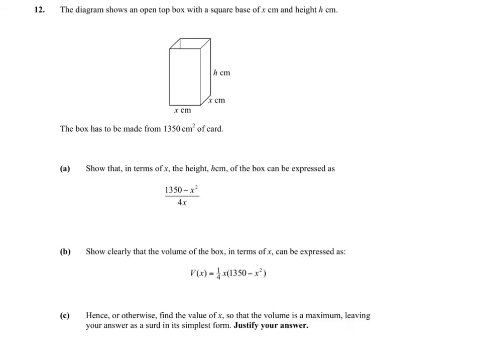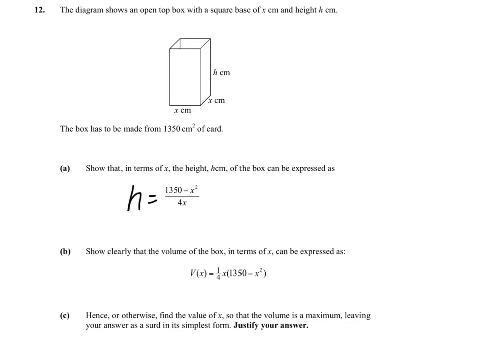Question number 12. The diagram shows an open top box with a square base of x centimetres and height h centimetres. We're then told that the box had to be made from 1,350 square centimetres of card, which is the area of the card required. Part A: show that in terms of x, the height of the box can be expressed as (1,350 minus x squared) over 4x. So we're trying to show that h equals that.